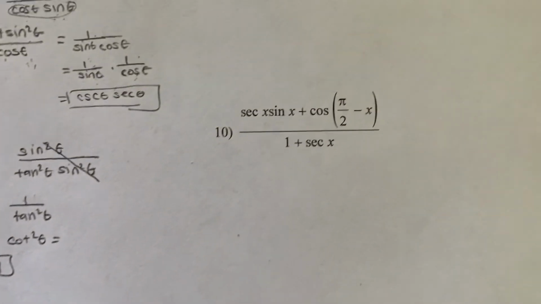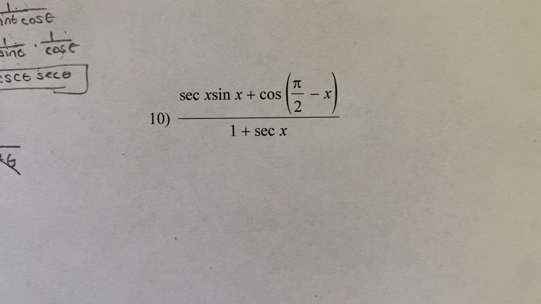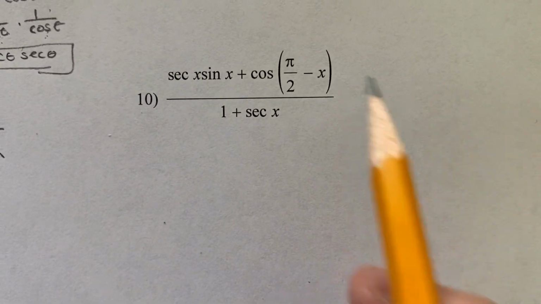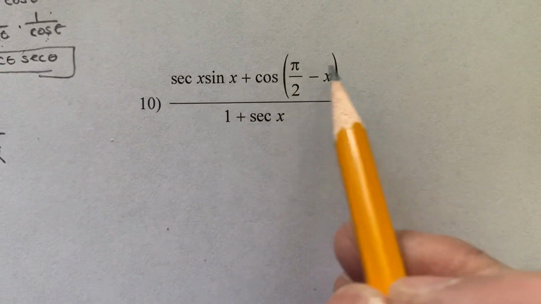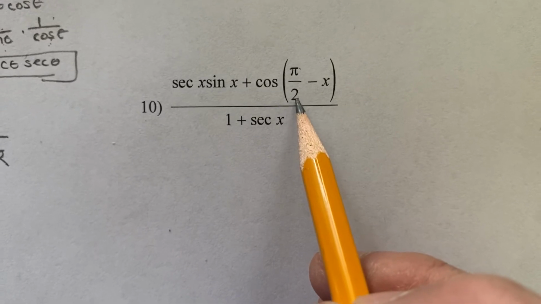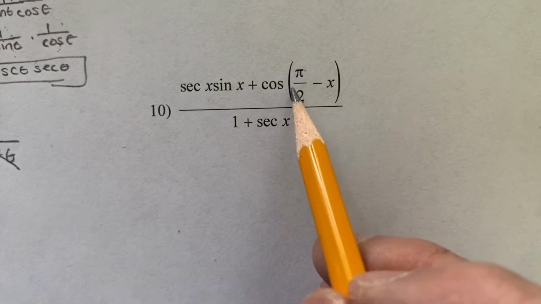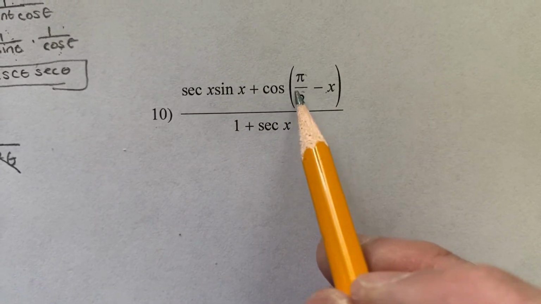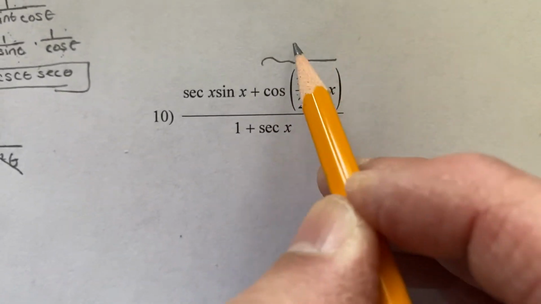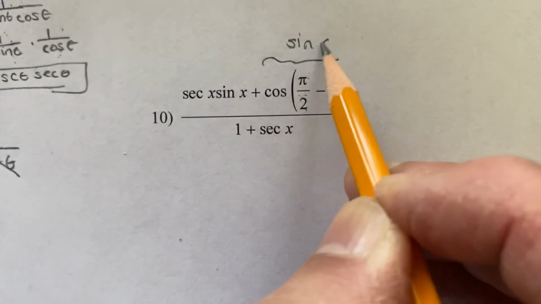Okay, take a look at this last problem. It's not as intimidating as it looks. You definitely need to know your cofunction identity. Remember, pi over 2 is the same thing as 90 degrees. So cosine of 90 minus x, or cosine of pi over 2 minus x, is just the same thing as the sine of x.